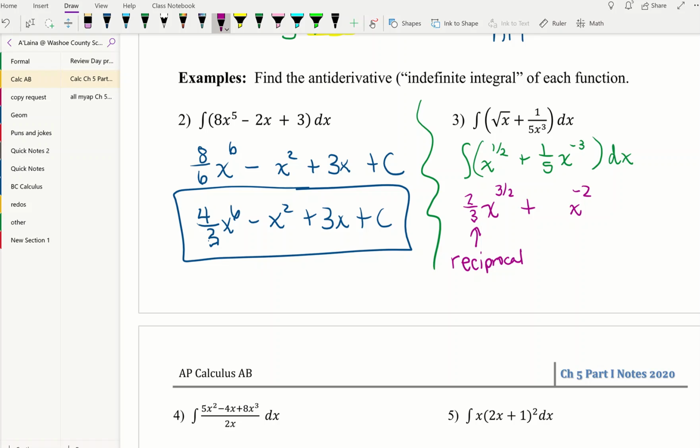Well, when you divide 1/5 by -2, first of all, there'll be a sign change, and it just puts that 2 on the denominator with the 5, and so that'll become -1/10. And do not forget the plus C.